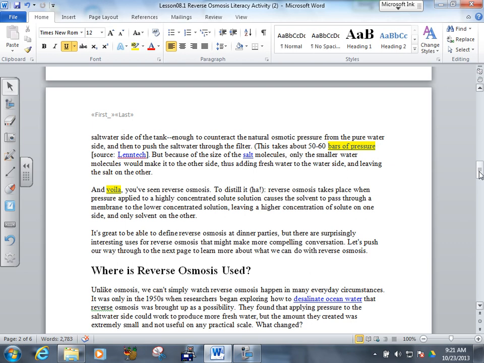Those of you who know French know what this word is. Voila. It means there it is, or there you have it. In case you didn't know that, if you're someone who doesn't know French, that's fine. But we sometimes use that term in English. So voila means there you have it, there it is.